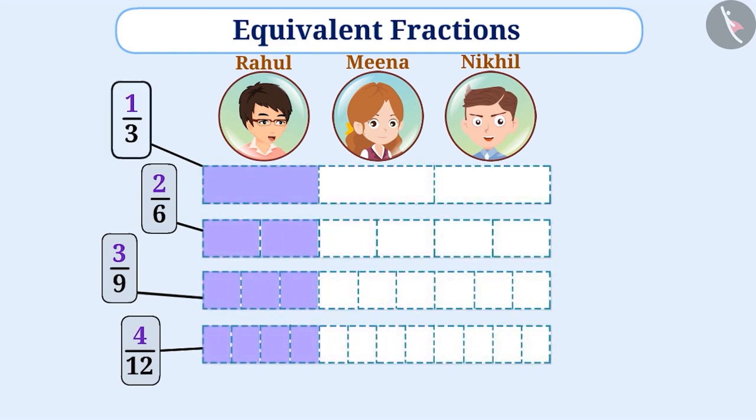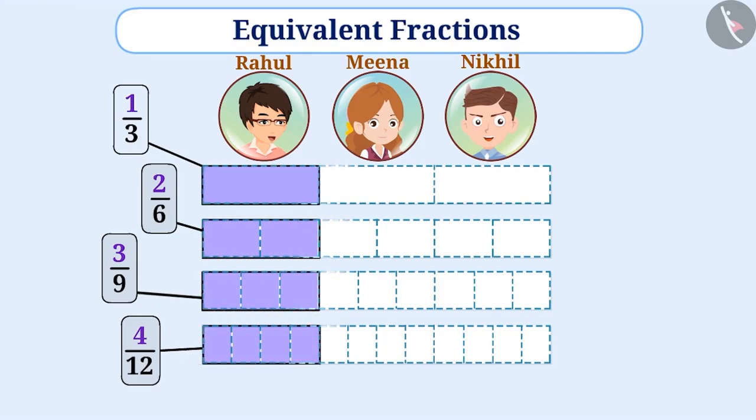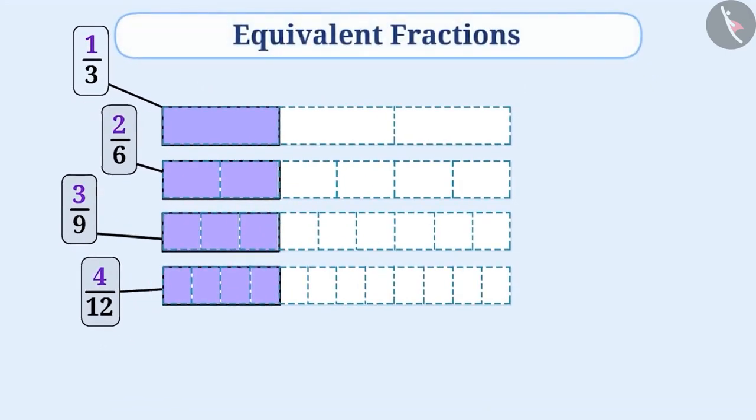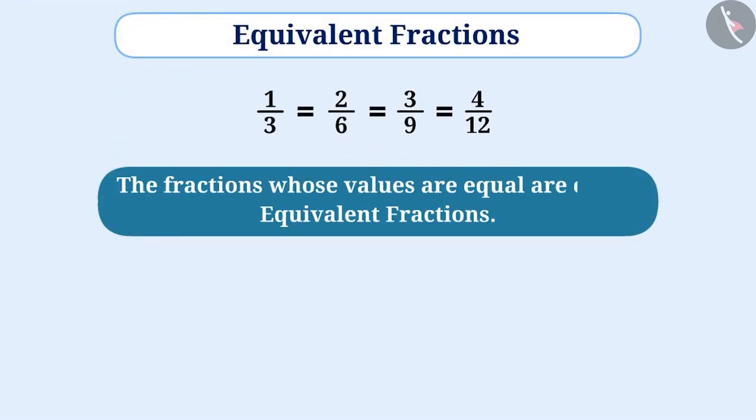Now if you look at these fractions, then they may appear different to you. But if we place the parts one over another, then we will find that these are covering one another completely. What do you understand by this? Think for a while. You are absolutely correct. We can understand that these fractions have equal size. That means all these fractions represent equal parts of a whole. Therefore, the value of fractions 1 by 3, 2 by 6, 3 by 9 and 4 by 12 are equal. The fractions whose values are equal are called equivalent fractions.